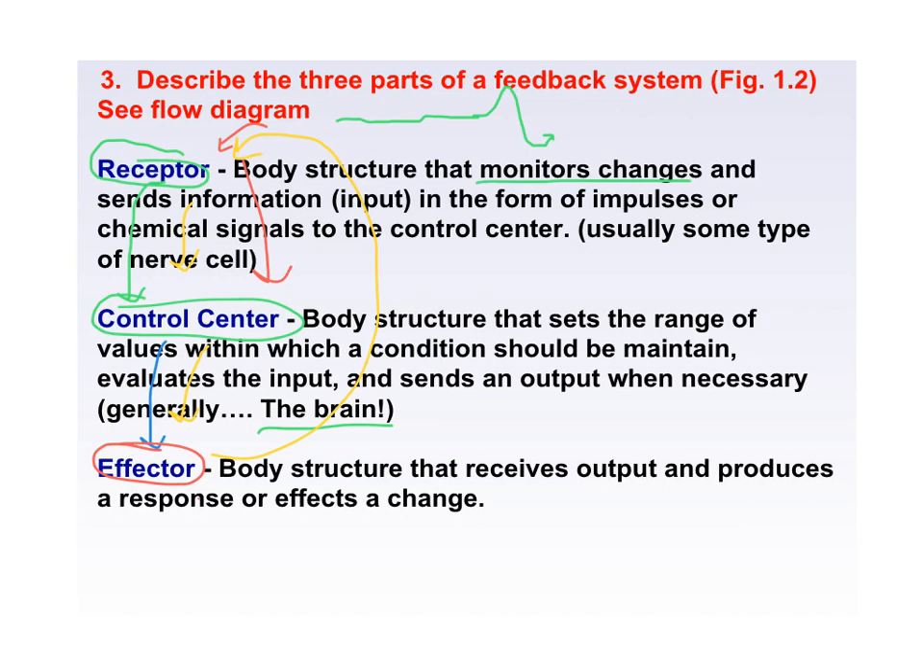So that is basically the three parts of a feedback loop. The receptors, which detect some change in the body, send a signal to the control center, which decides what to do, and it sends those signals to an effector, which actually makes the changes in the body.